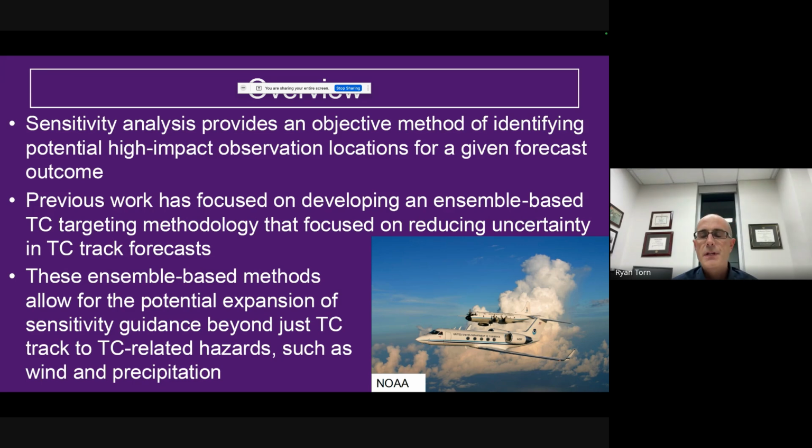As I said previously, we developed some methodology using ensemble-based sensitivity for tropical cyclone track forecasts. But what we wanted to do was use the same methodology now to expand this toward hazard guidance. So are there situations where the distribution, the uncertainty and the hazards may be different from where you might go for track?